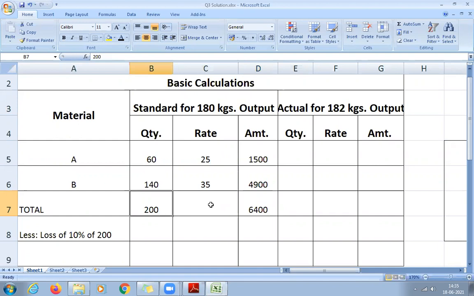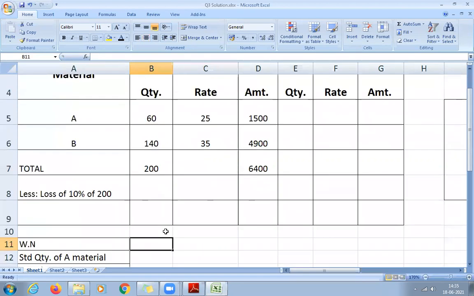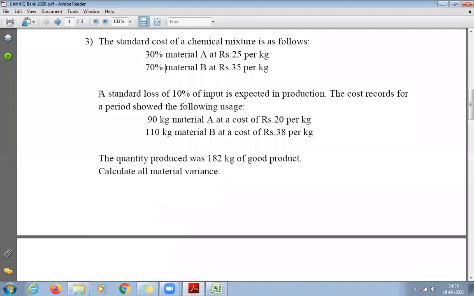But this I cannot take as an output, because when I'm doing input itself, there is a loss. So that loss we need to deduct. So how much is the loss? You can read here: a standard loss of 10% of input is expected in production. So whatever I am putting in as quantity of material, I'm not going to get the entire output. There will be a 10% loss, and that too not in the output but in the input itself. So that we have to deduct.